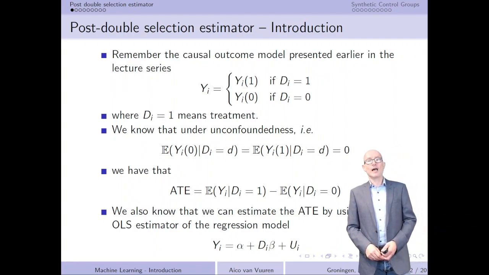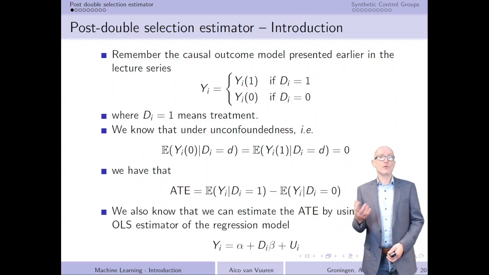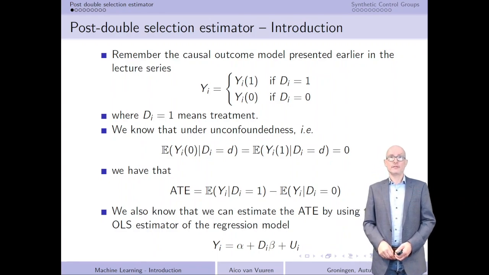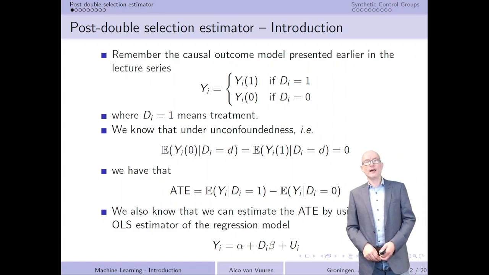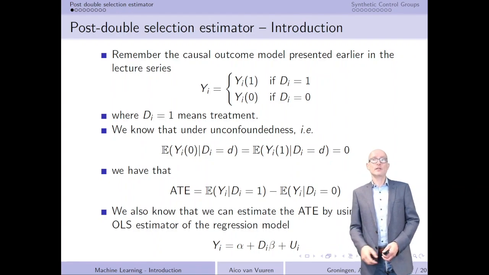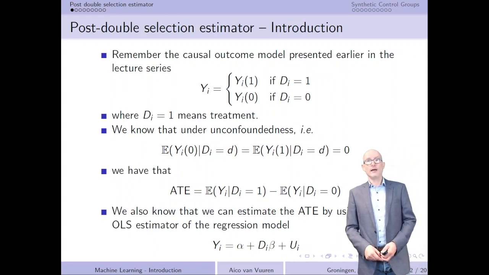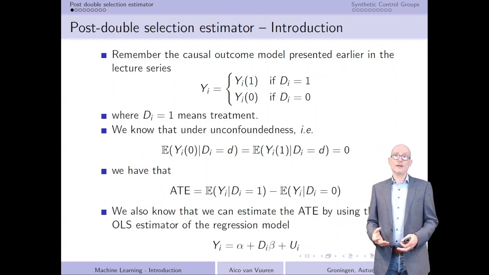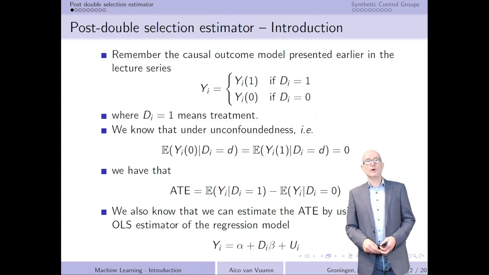We already know that a causal outcome model essentially has two different observed variables: first, yi, and second, di. If we look at yi, which is usually called the outcome variable, yi can take two outcomes. Either it's equal to yi1 in the case that di is equal to 1, or it's equal to yi0 in the case that di is equal to 0. Apart from yi, we also have di, and di equal to 1 means treatment, so di is usually called the treatment indicator.